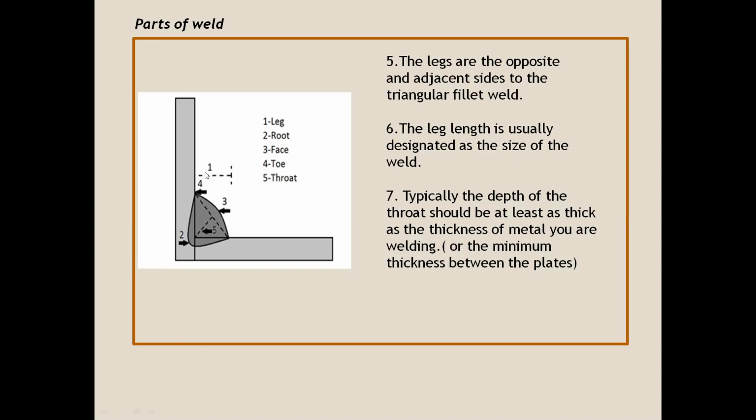That is the first part, the leg. The legs are the opposite and adjacent sides of the triangular fillet weld. This is the hypotenuse. Both are the opposite and adjacent sides. These are the legs, opposite and adjacent to the hypotenuse.